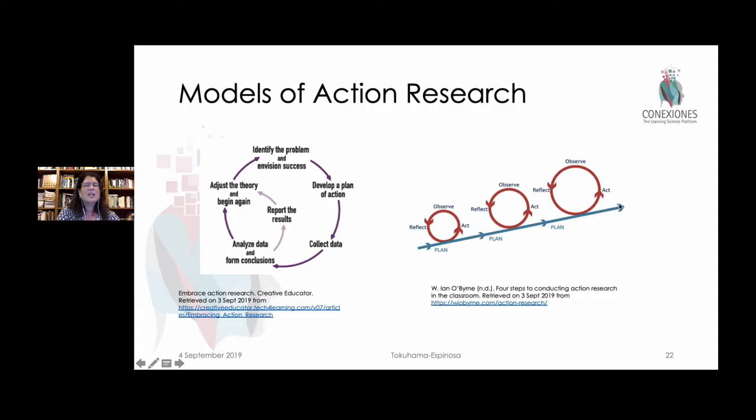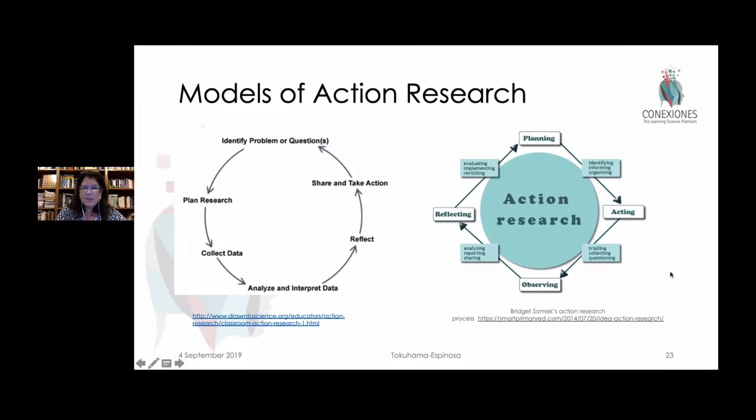So this is cyclical. The idea of action research is that this is an incredibly ongoing, iterative process that never has an end because each of our problems just becomes different and more sophisticated. And that's the art of teaching, basically, right? Others identify the problem, they develop their plan, they collect the data, they analyze, they report these things, and then they adjust and then they begin again. So this describes the same cyclical process, but sort of in an ongoing way here.